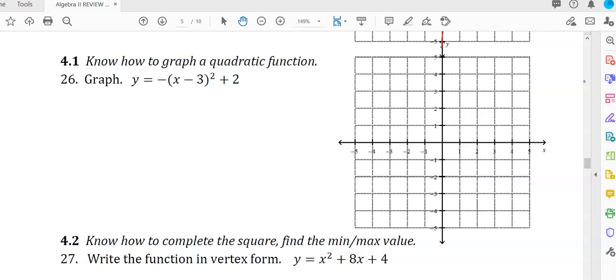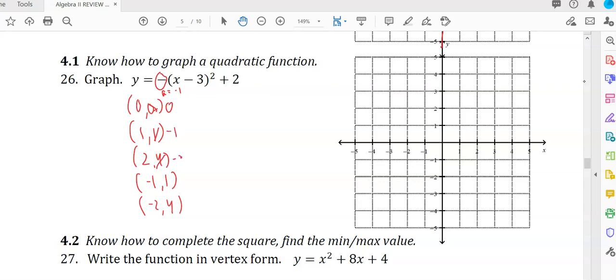Okay, so this means everything flips over. So if I start with the 5 points I know and love, (0, 0), (1, 1), (2, 4), (-1, 1), and (-2, 4). Multiply all of them by a equals negative 1. So this will be (0, 0), (1, -1), (2, -4), (-1, -1), (-2, -4). They all become negative. We'll plot those 5 points.